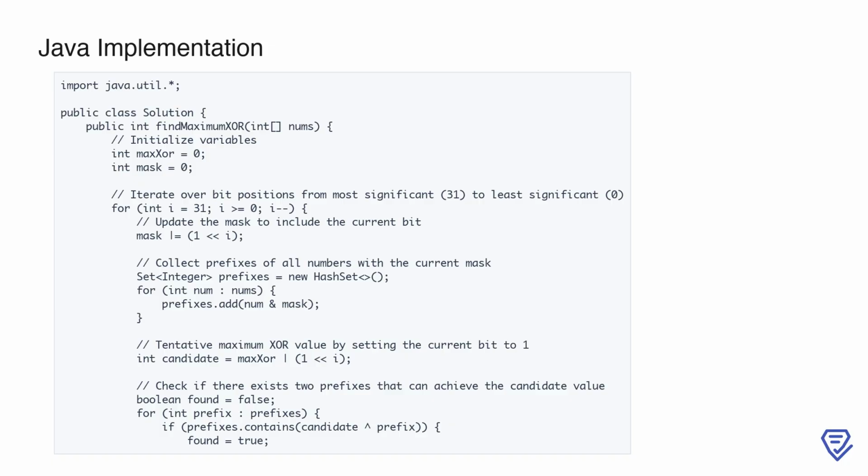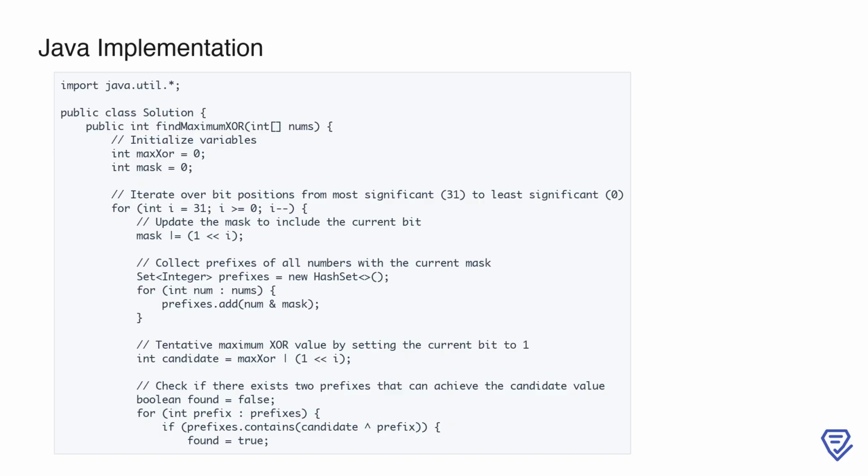For each bit position, we first update the mask to include the current bit. This is done using a bitwise XOR operation with a left-shifted value. The mask allows us to collect prefixes of all numbers in the array, where each prefix represents the numbers with only the higher bits considered, discarding the lower bits. These prefixes are stored in a hash set to ensure uniqueness. Then, we assume a potential maximum XOR value, called candidate, by setting the current bit to 1 in the existing maxor. This represents our tentative goal for the maximum XOR at this step.